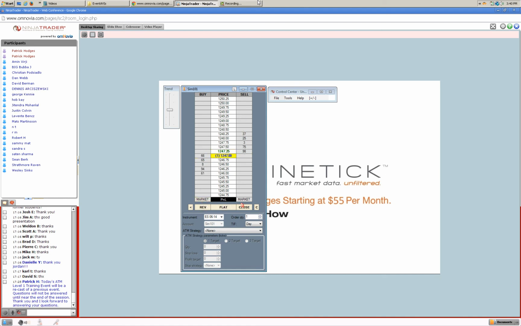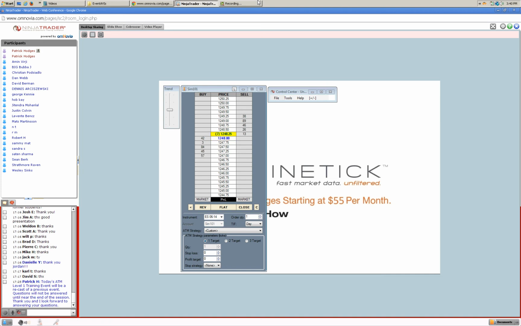We have our market buttons listed on the bottom. I'll use those for the most part for order entry, and I'll show you how to use other orders later on. We have our reverse, flat, and close, and then we have our menus down here. These menus include our instrument, our account, our time in force, and our order quantity. The menu we're going to focus on throughout the webinar is going to be our ATM strategy drop-down menu. When you first click on this menu, you have two options. These include custom and none. To begin creating an ATM strategy, you'll need to select custom.